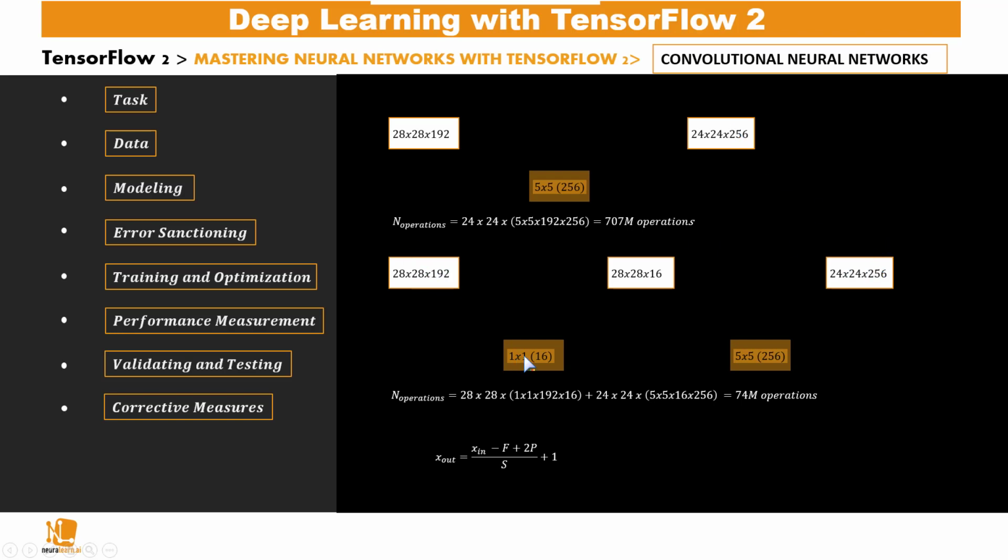So right here we have this 1 by 1 filter with 16 of them being piled up and passed over this input, and then the output we get is 28 by 28 by 16. And since now instead of having 28 by 28 by 192, we have 28 by 28 by 16, the number of operations is greatly reduced when we pass this 5 by 5 filter. And with this, instead of having this 707 million operations, there is a great reduction in the number of operations.